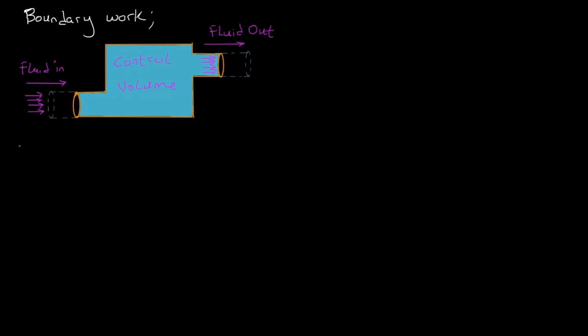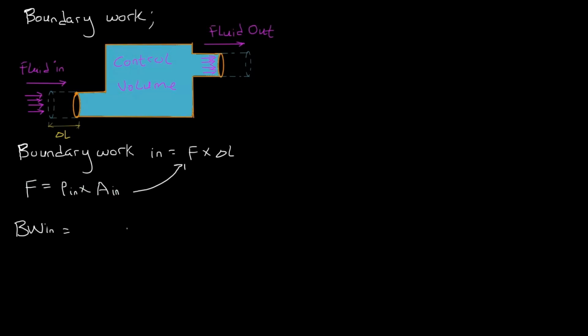So the boundary work for inflow for a fixed mass of fluid equals the force multiplied by the distance through which this mass of fluid flows into our system. This force can be expressed as the pressure at the inlet multiplied by the cross-sectional area of the inlet. So the boundary work in equals the pressure multiplied by cross-sectional area multiplied by distance. Now the cross-sectional area multiplied by this distance is equal to the volume of this fixed mass of fluid. So we can write our boundary work in as the pressure at the inlet multiplied by the volume of fluid which flows into our system.